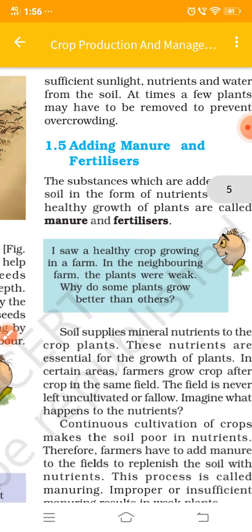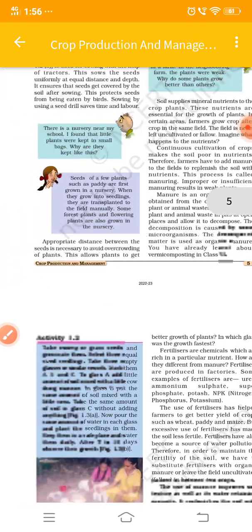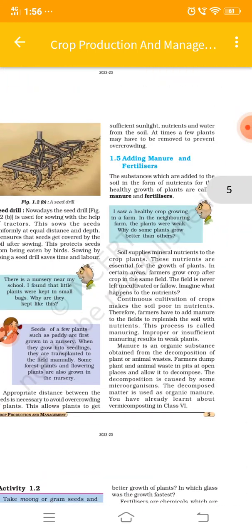I saw a healthy crop growing in a farm. In the neighboring farm, the plants were weak. Why do some plants grow better than others? Well, I don't have the answers, but it might be the damaged seeds they have sown, or it might be manure and fertilizers. Well, sorry for this. Soil, well, we will learn till this page. In the next video we will start with activity 1.